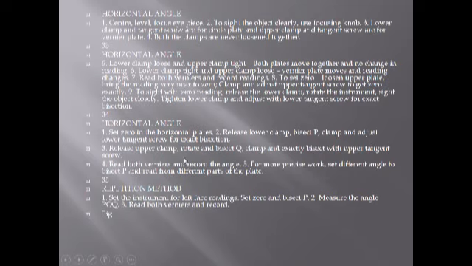For more precise work, set a different angle to bisect P and read from different parts of the plate. This is the repetition method, which is a type of angle measurement method. Set the instrument for left face readings. Set 0, bisect, and to measure the angle POQ, read both verniers and record.